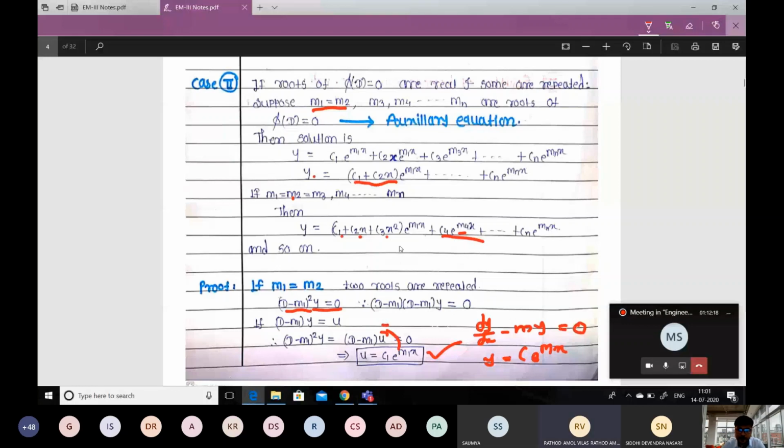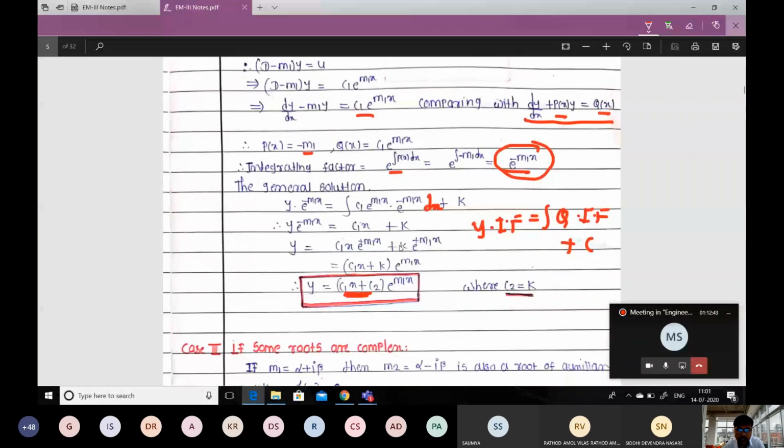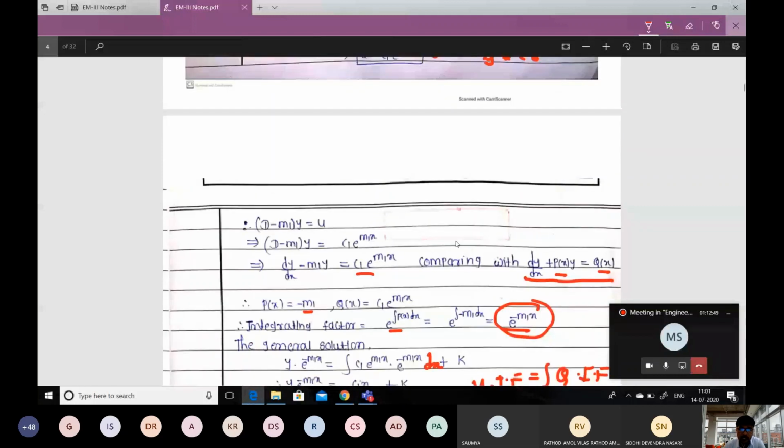Yes, sir. Because of that, for your understanding, I have provided one proof considering 2 repeated roots, and after following the process, we get the final solution in terms of c1 plus c2x, and that's the reason why in case number 2 we are including that c1 plus c2x factor.